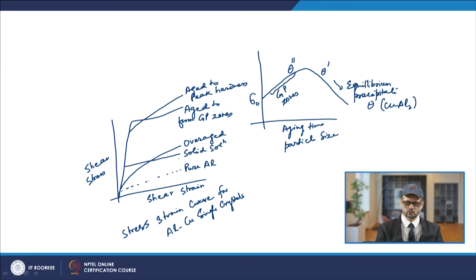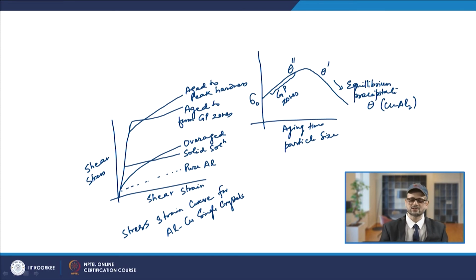Now, if you go to the GP zone formation, one is to form these GP zones. Now, in this case, the yield stress, if you look at this, is the one for the aging to form GP zones.